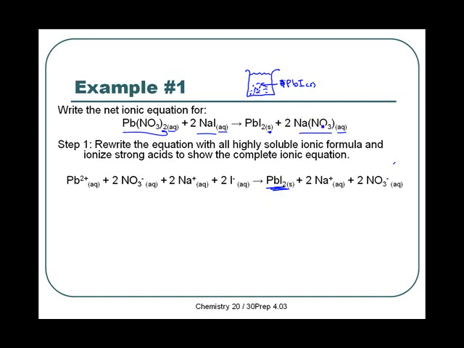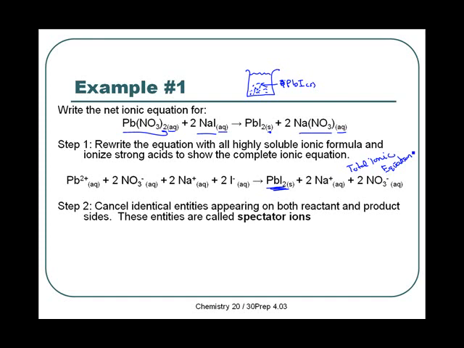The next thing we have is sodium nitrate. And again, the 2 applies to both the sodium and the nitrate. And so we have 2 sodium ions and 2 nitrate ions. And this here is called a total ionic reaction, or equation. It shows everything that exists in the solution and the state in which it exists.